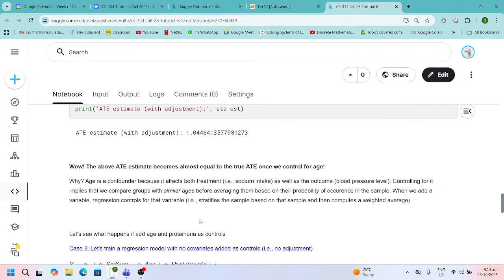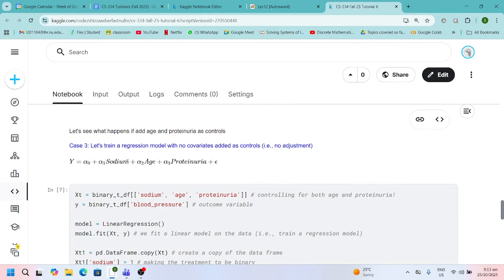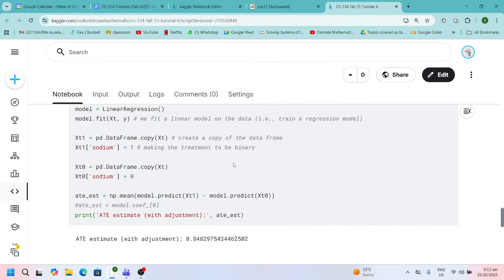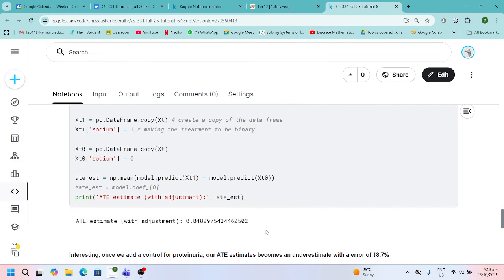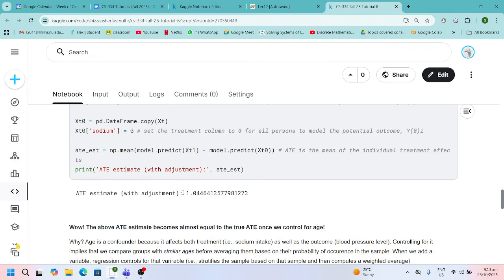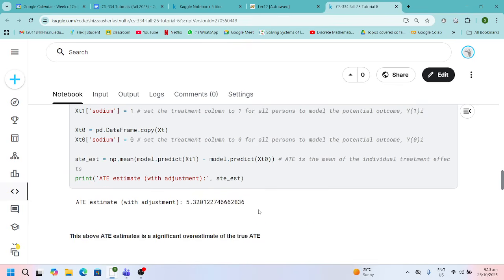which is fairly close to the actual ATE, which means I benefited from including a covariate. Now I will try, and I will comment on this later, to include my other covariate as well. Now I have sodium, which is a treatment. I have age, which is a covariate, and I have protein and urea, which is also a covariate. Just this thing changes, everything else remains the same, and the ATE with adjustment comes out to be a big underestimate of what I was actually trying to find. Now it's 0.848. Before this it was still closer to my actual answer. Here it was a big overestimate of my actual answer.